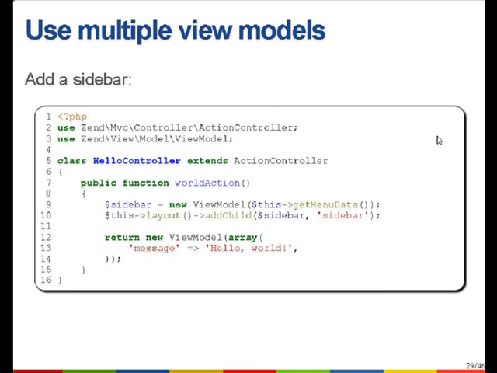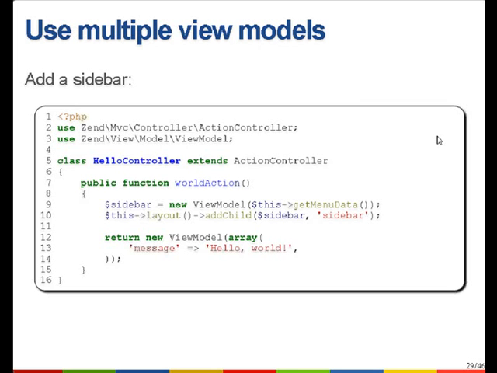I mentioned that you can do trees of view models within the layouts. So we're going to do that here. We're going to add a sidebar to the layout as well. So within our hello controller world action, we're going to do two different things. Just like we did before, we'll return a view model that has a message. But we're also going to attach another view model that represents a sidebar to the layout.